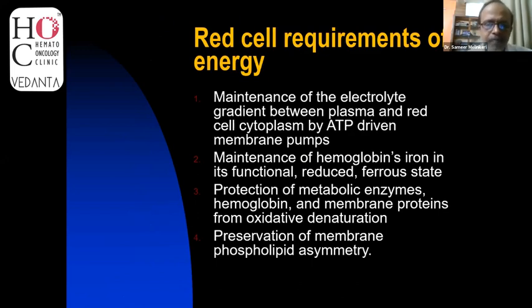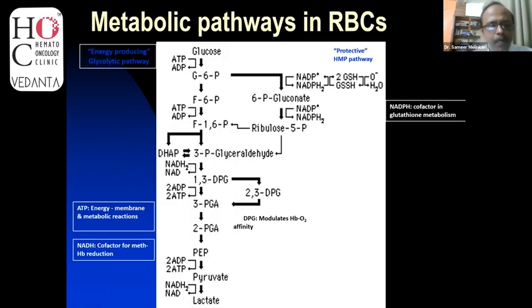Now, the red cell requirements. Why does the red cell require energy? It requires energy for maintenance of the electrolyte gradient between plasma and red cell cytoplasm by ATP-driven membrane pumps. It needs to maintain the hemoglobin's iron in its functional reduced ferrous state, and therefore it needs energy. It needs energy for protection of metabolic enzymes, hemoglobin, and membrane proteins from oxidative denaturation, and it requires energy to preserve the membrane phospholipid asymmetry. These are 2 important vital biochemical reactions which happen inside the red blood cell.